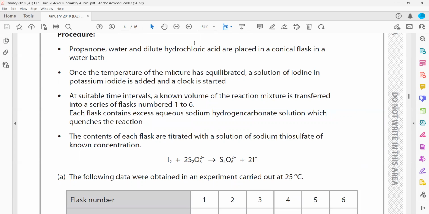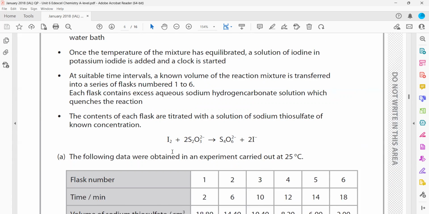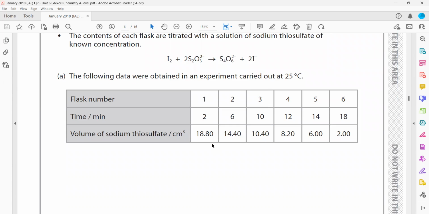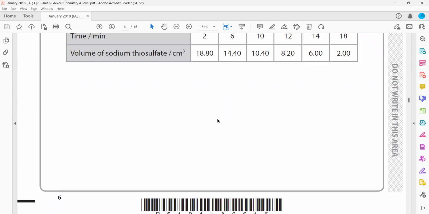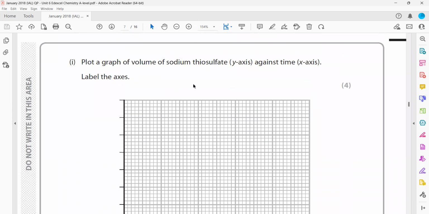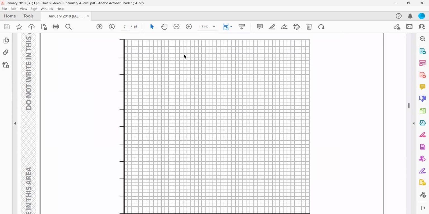or we can also do it by changing the condition. So flasks number 1 to 6 are shown. Then we have to plot a graph with volume of thiosulfate on the y-axis and time on the x-axis.